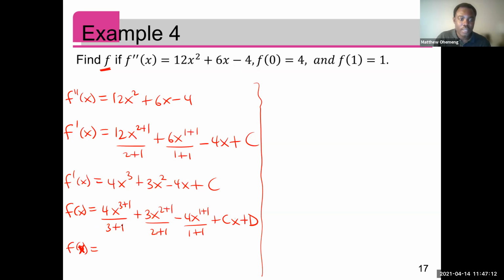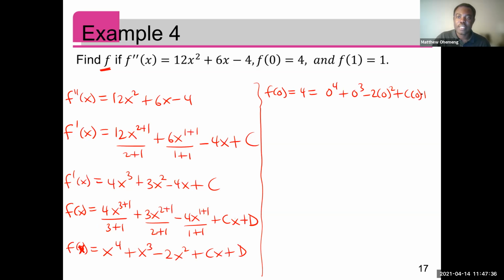So f of x, this 4 cancels, so x to the power 4. This 3 cancels, so that's x cubed. And this 2 cancels, that's 2x squared. And this plus cx plus d. Yeah, that's much better. So if I have f of 0 equal to 4, then what that means is 0 to the power 4 plus 0 to the power 3 minus 2 times 0 squared plus c times 0 plus d. Right, so all the zeros will go off. So I just have 4 equal to d. So my d is 4.